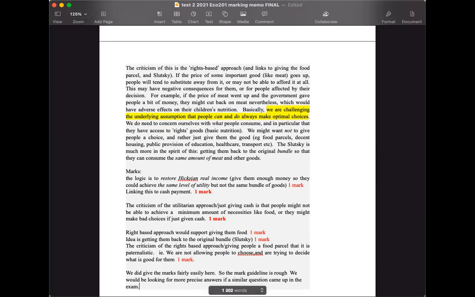The idea is getting back to the original bundle. The criticism of the rights-based approach is that giving people a food parcel is paternalistic. In other words, we are not allowing people to choose and are trying to decide what is good for them. So you're allowing the people to make decisions. Any questions?